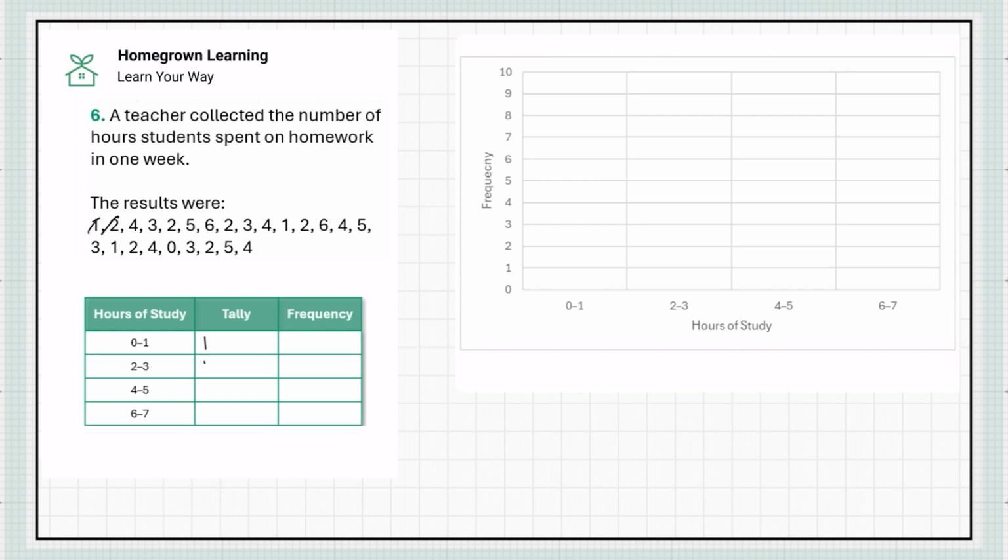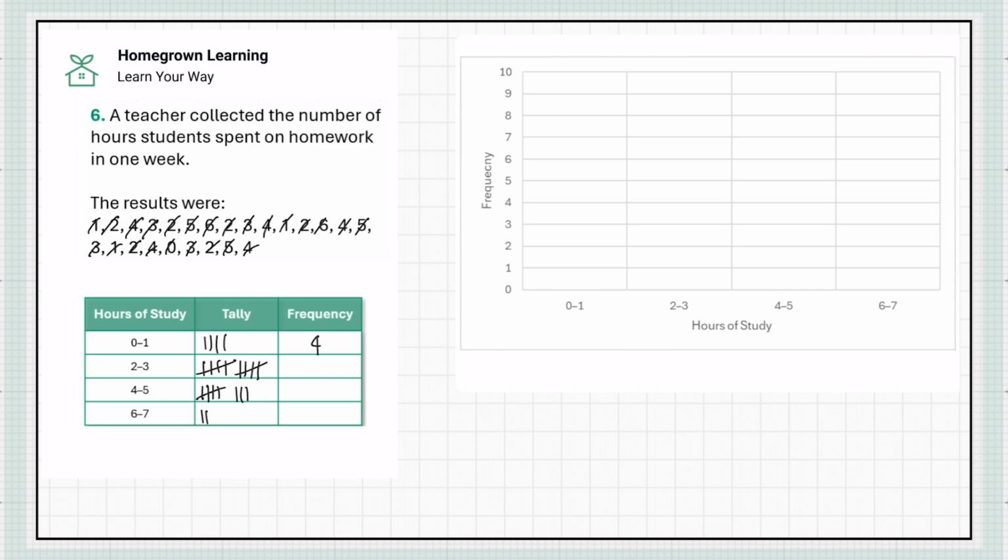And then 2, 4, 3, 2, 5, 6, 2, 3, 4, 1, 2, 6, 4, 5, 3, 1, 2, 4, 0, 3, 2, 5, and 4. Alright, now let's do the frequency.